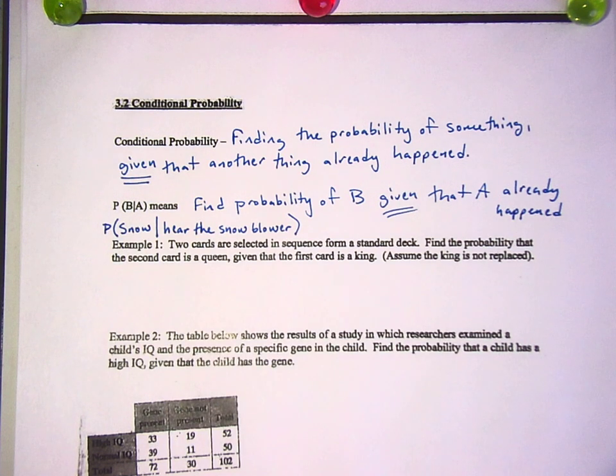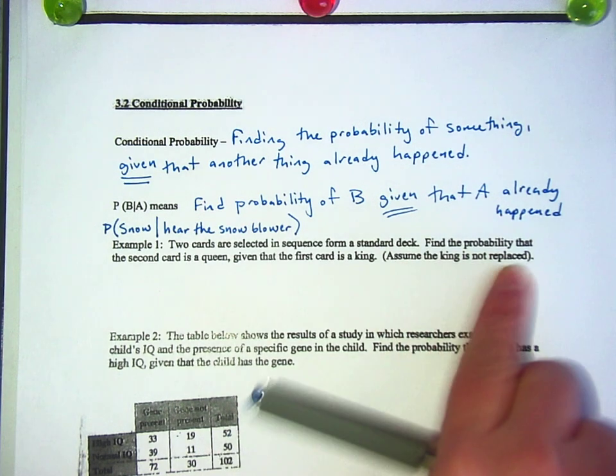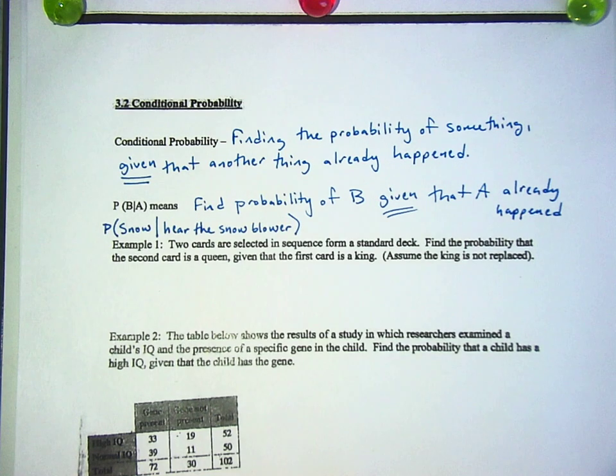For example, two cards are selected in sequence from a standard deck. Assume the king is not replaced. Find the probability that the second card is a queen, given that the first card is a king. All right, so I want you to imagine that there's 52 cards in front of you. And I draw a king, right? And then I throw the king away. It says assume the king is not replaced. I'm not replacing the king. What's the chances that I draw a queen now?